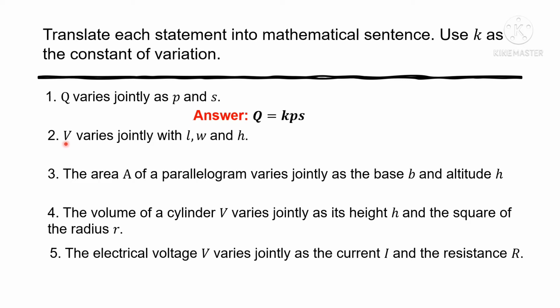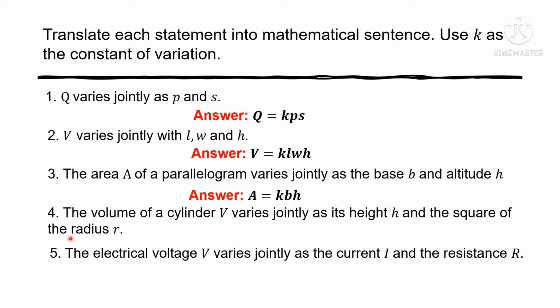Number 2. V varies jointly with L, W, and H. So, ang katumbas niyan sa equation, pag isinalin into mathematical sentence is V equals K, L, W, H. Okay, number 3. The area A of a parallelogram varies jointly as the base B and altitude H. Okay, so the answer is A equals K, B, H.